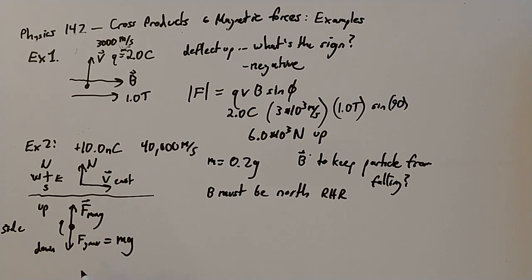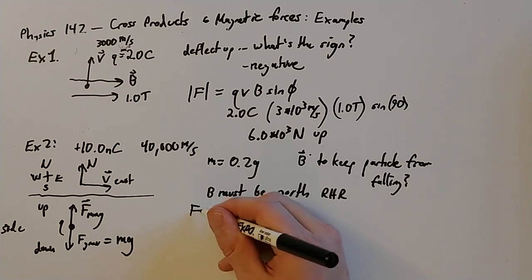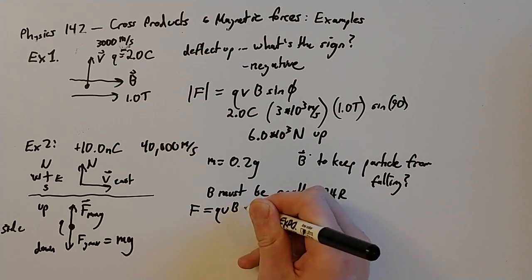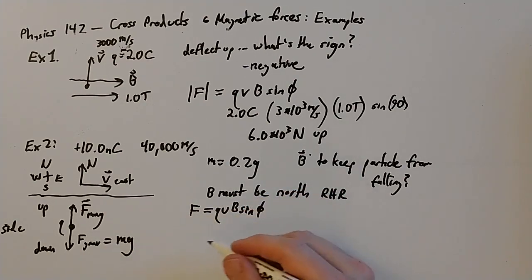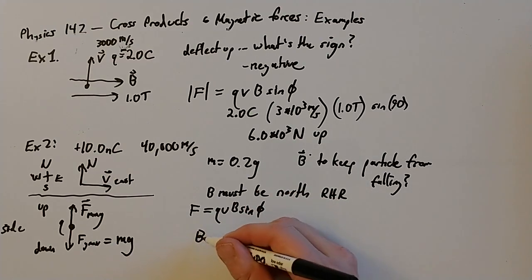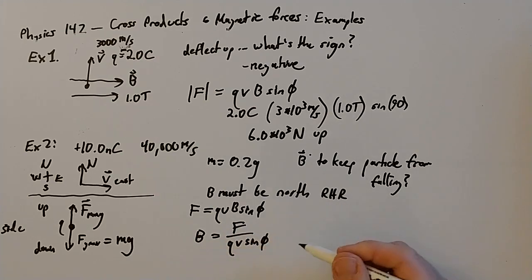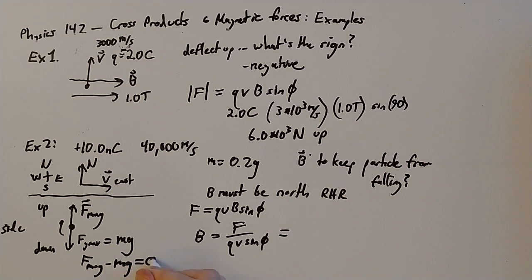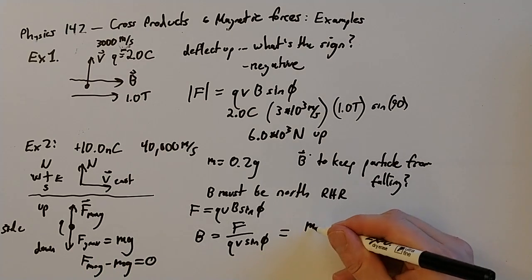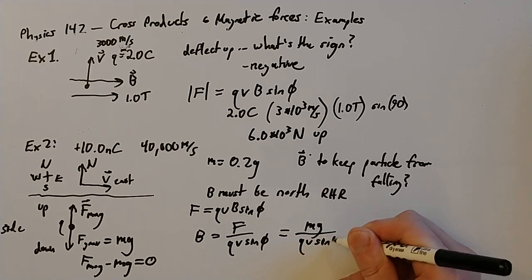And then to get the magnitude of B, remember that the magnitude of the force is QVB sine of the angle between them. So solving for B, we get that B must be the force divided by QV sine of the angle between them. Now we can plug in some values. First of all, how much force do we need? If we want no acceleration in the up-down direction, then the magnetic force minus mg must equal 0. So the magnetic force must be mg. So B equals mg over qv sine of the angle between them.